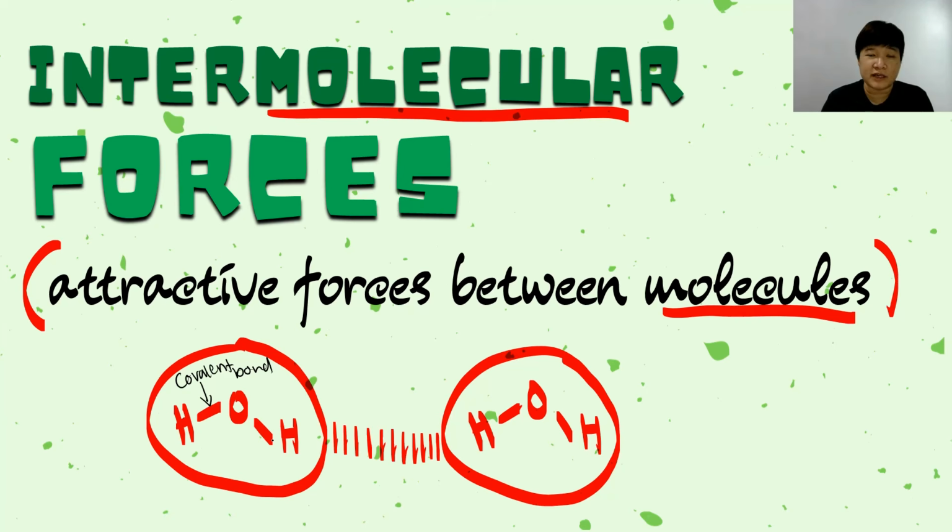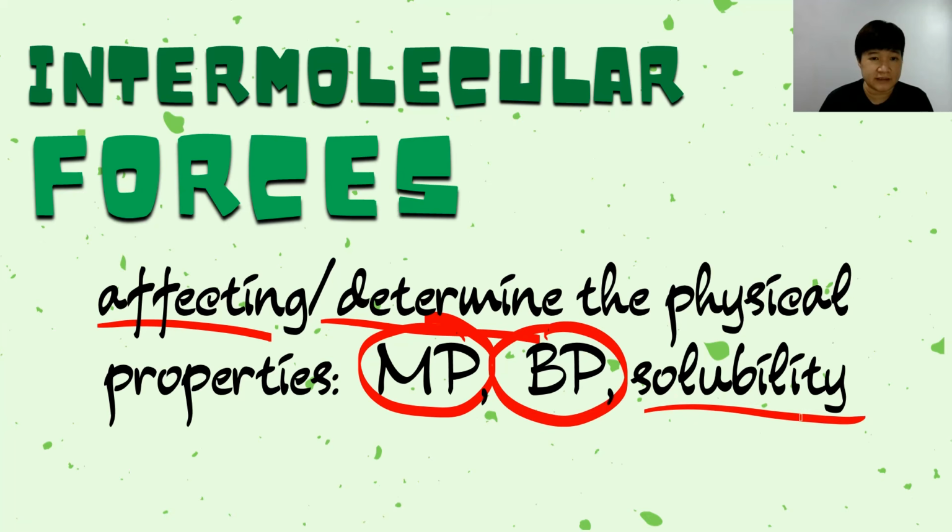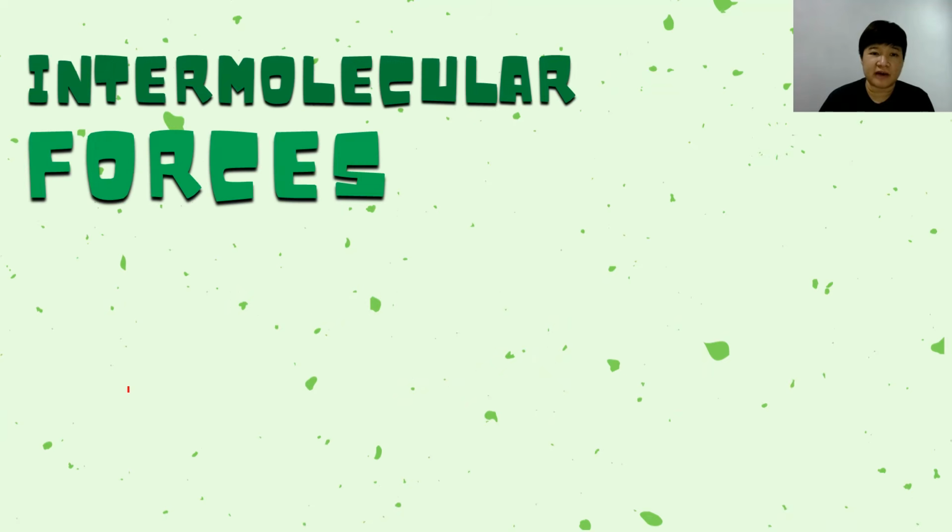Covalent bond is the bonding form between the atoms in a molecule. So that is much stronger. Compared to the intermolecular forces, is the attractive forces between the molecule. So bear that in mind, it must be between molecule. And intermolecular forces will determine the physical properties such as melting point, boiling point, or solubility.